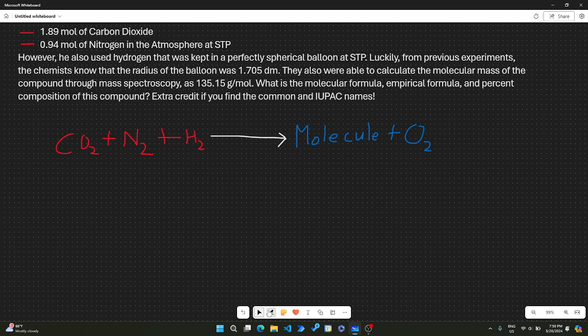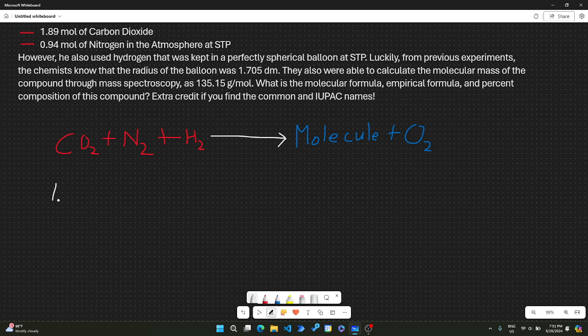Now remember, our molecule is a carbon, nitrogen, and hydrogen molecule. Those are the elements that it combined that are in it. So we're going to need to find the moles of carbon, the moles of nitrogen, and the moles of hydrogen that were combined. So let's start with carbon. So we know the carbon came from carbon dioxide, which is CO2.